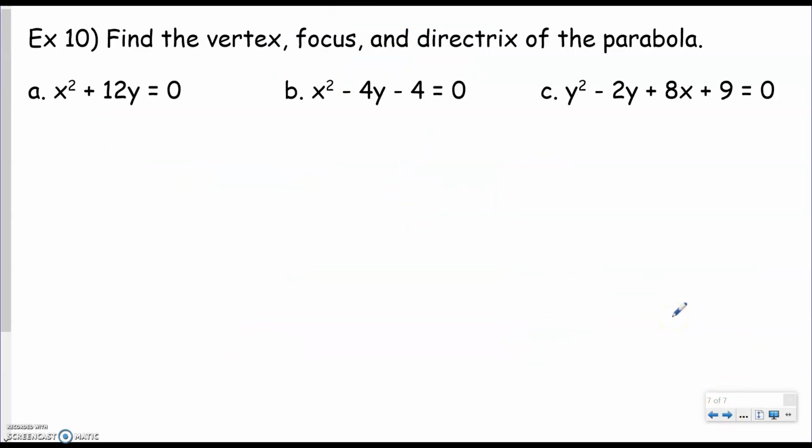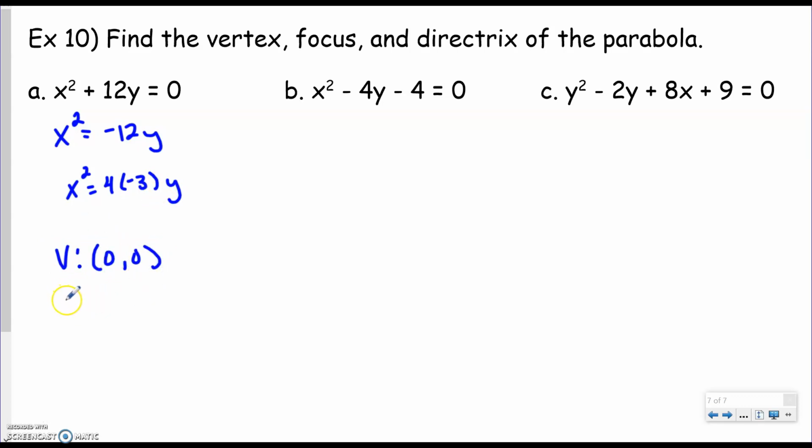Okay, last one. This is where you complete a square. Find the vertex, focus, and directrix of the parabola. All you really need to do is put this into your standard form there. So I'm going to move my 12y to the other side. And if I rewrite this with my 4 out front, it's really 4 times -3y. So my vertex is at 0, 0. My focus is going to be, since it opens, this actually opens down, it's going to be 0, -3, and my directrix is going to be y equals 3.